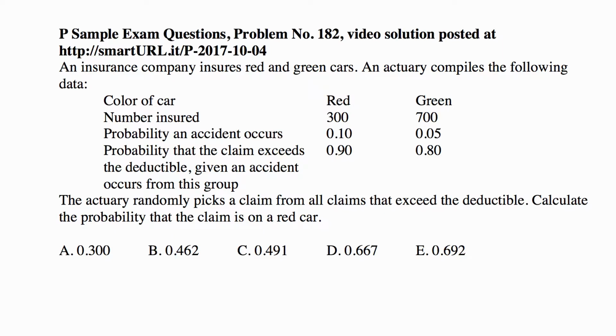The probability that the claim exceeds the deductible, given an accident occurs from this group, is 0.9 for red and 0.8 for green. The actuary randomly picks a claim from all claims that exceed the deductible. What this means is that this actuary specifically goes to the claims that exceed the deductible and picks one of those randomly, but only from those. Calculate the probability that the claim is on a red car.